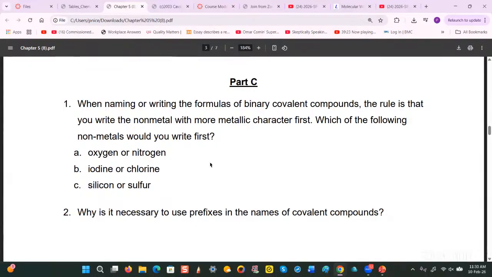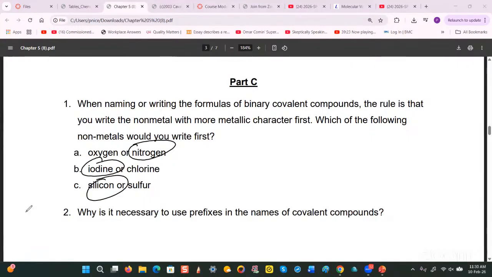Okay, based on what we have just discussed, let's see if we can answer question number 1. Which of the following nonmetals would you write first, assuming you're writing the name of the compound? Oxygen or nitrogen, which one would be indicated first? Nitrogen. Okay, very good. Iodine or chlorine? Iodine. Silicon or sulfur? Exactly. And that's it.